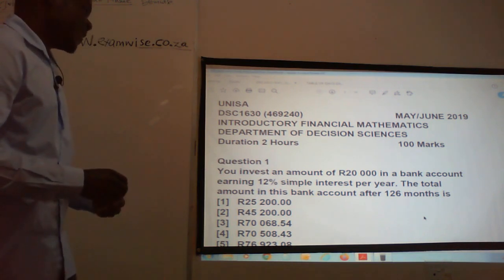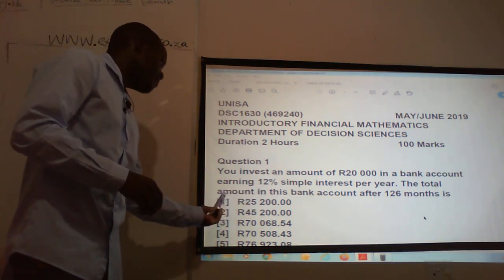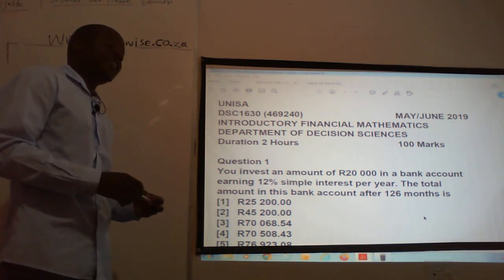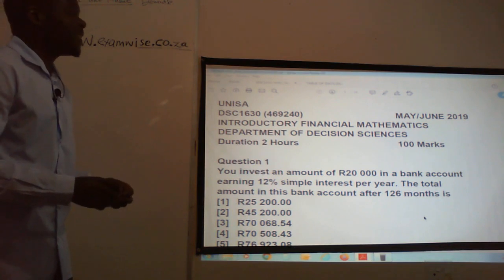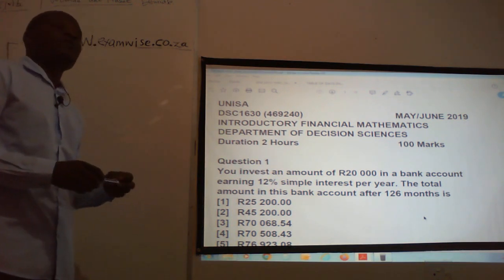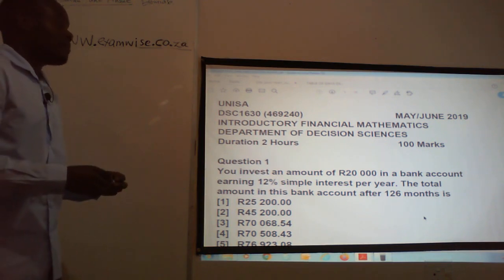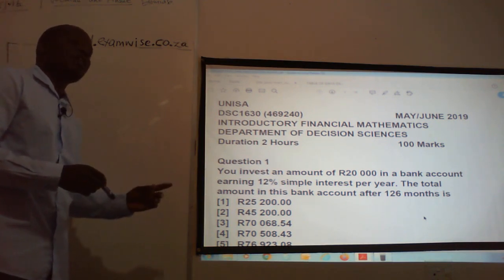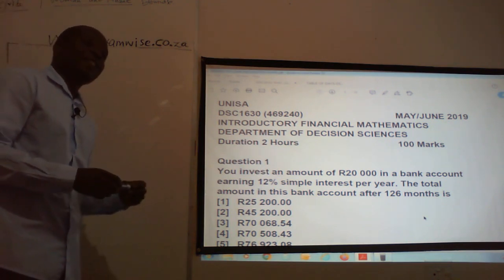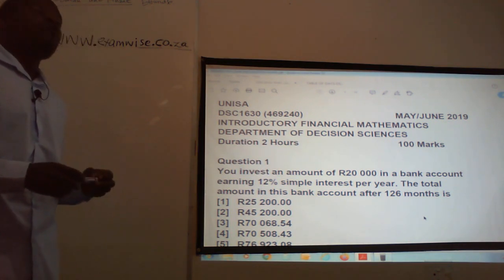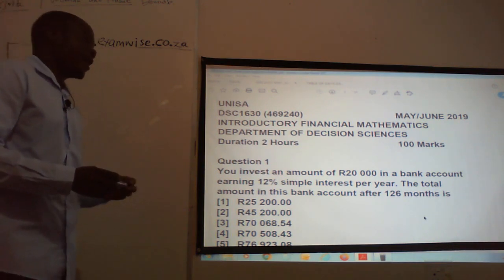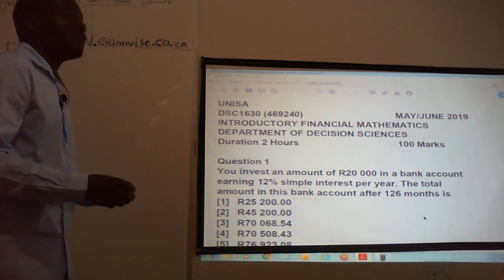The question says the total amount in this bank account after 126 months. So after 126 months from today, what will be the amount in the bank account? It means we are required to calculate the future value, or the sum accumulated.